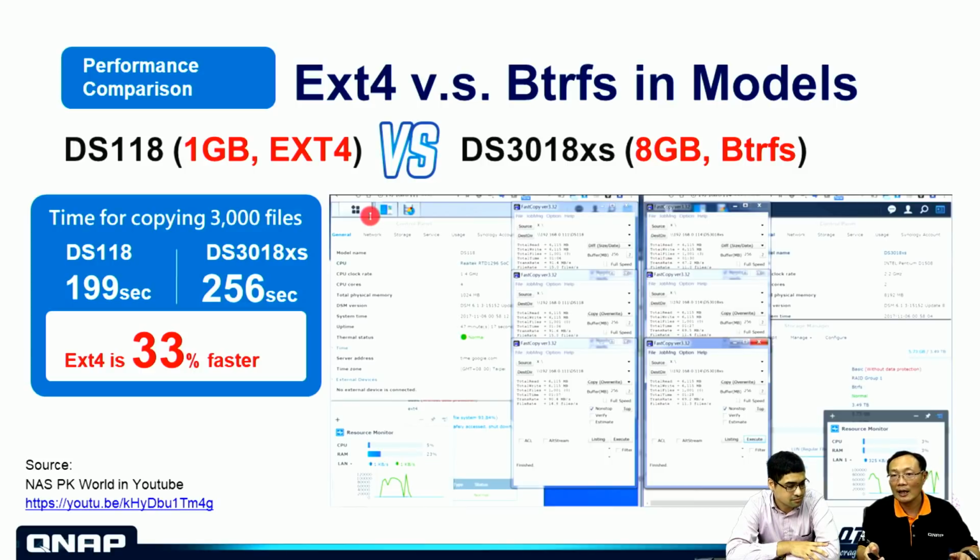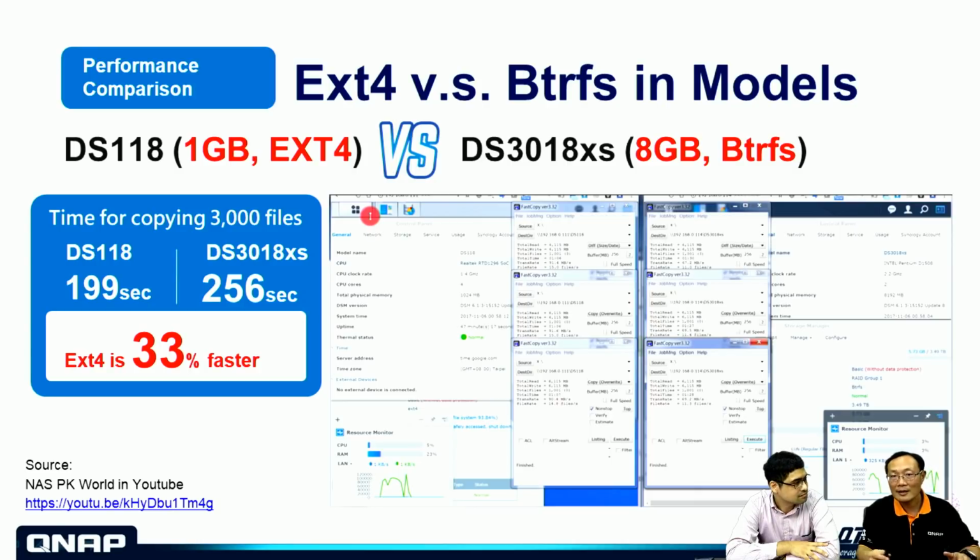And we also have the number from the DS3018xs, which is equipped with 8 GB memory, but BTRFS. Still, we copied files into those two different NAS, and we can see the numbers. For the DS118, it takes around 200 seconds, and for the DS3018xs, about 256 seconds.